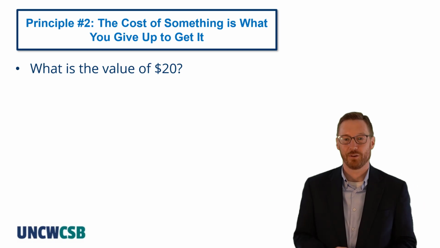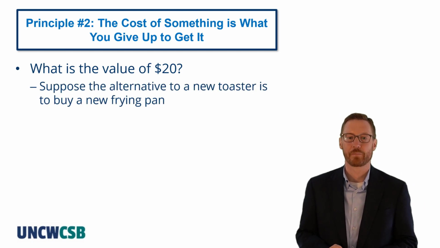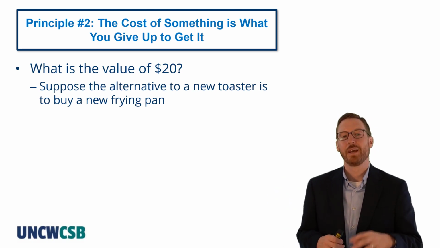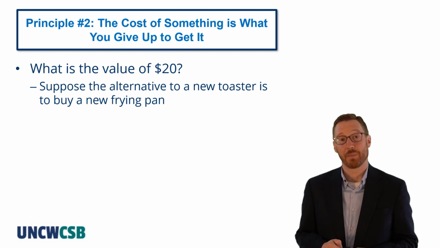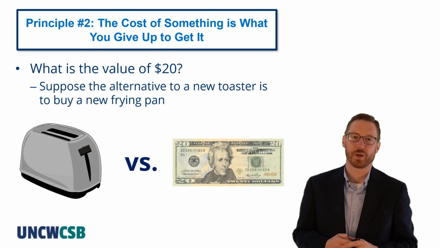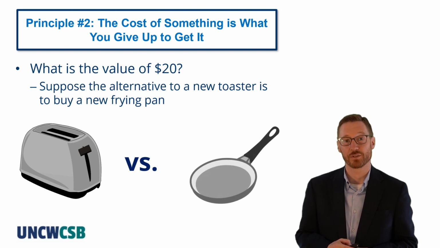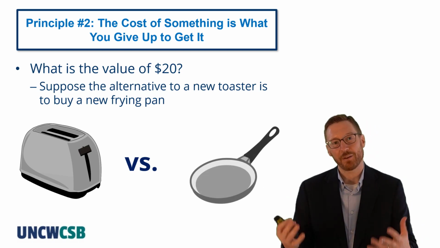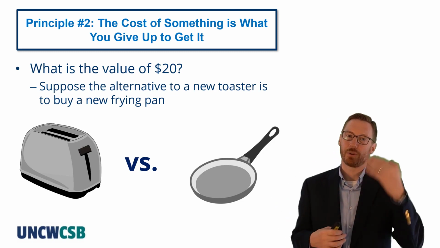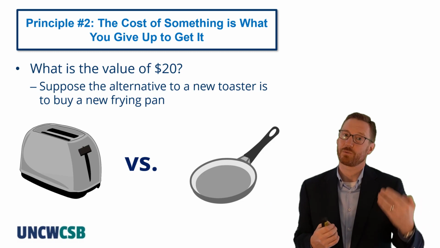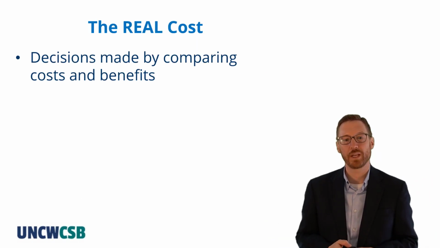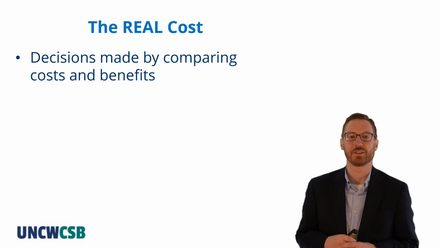So where does the value of that $20 come from? Suppose the alternative to buying the toaster with those $20 is instead to buy a new frying pan. The decision that's going on in our brain isn't the toaster versus $20. It's really the toaster versus the frying pan. Where does the value of money come from? It's what we can spend it on. So the decision we're making when we're looking at an item versus the money is really that item versus what else we could buy with it. This is the real cost when we're making decisions.